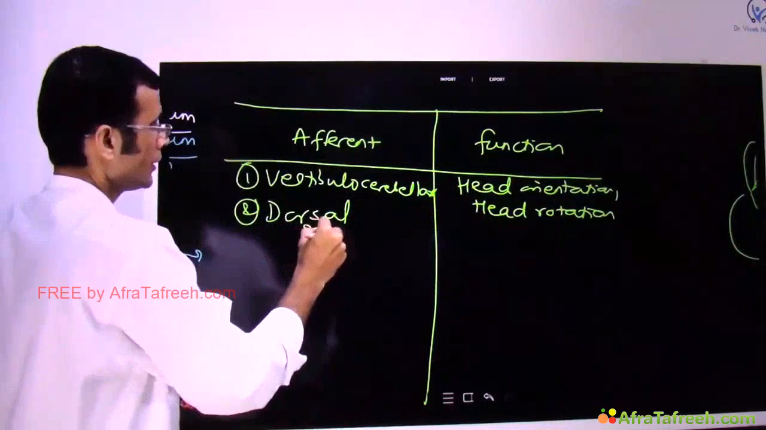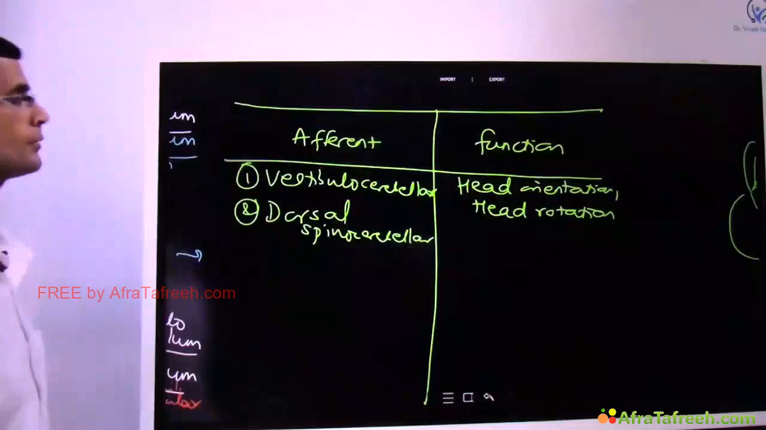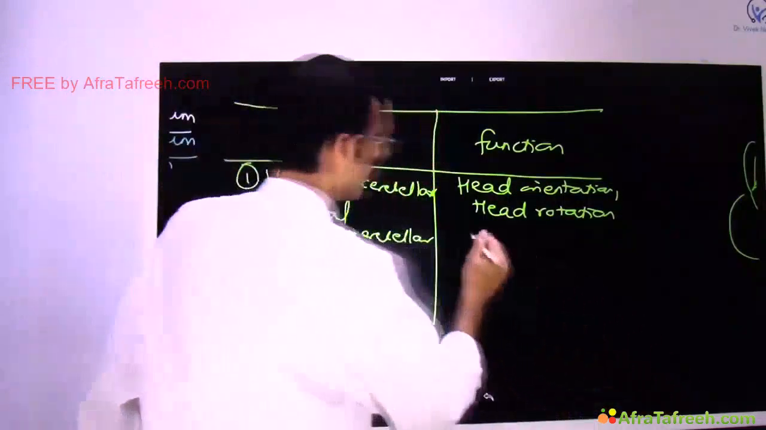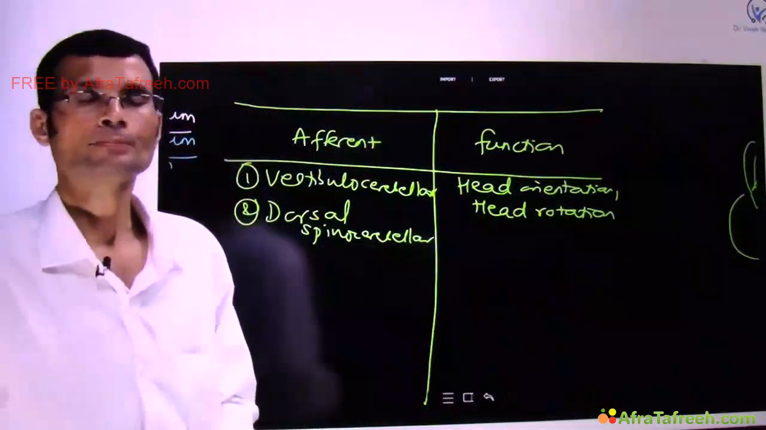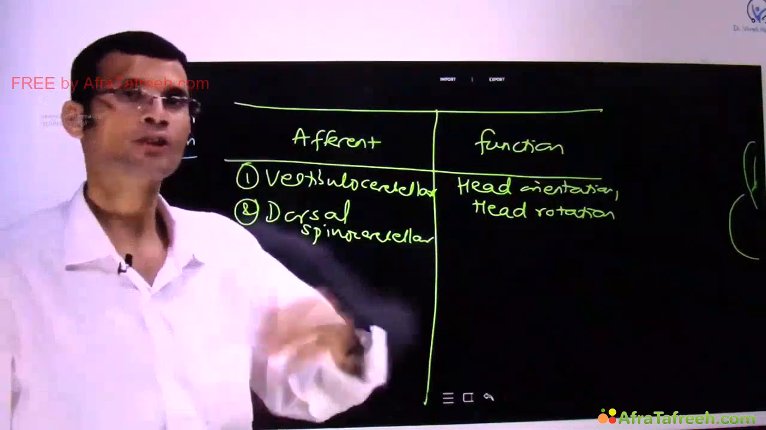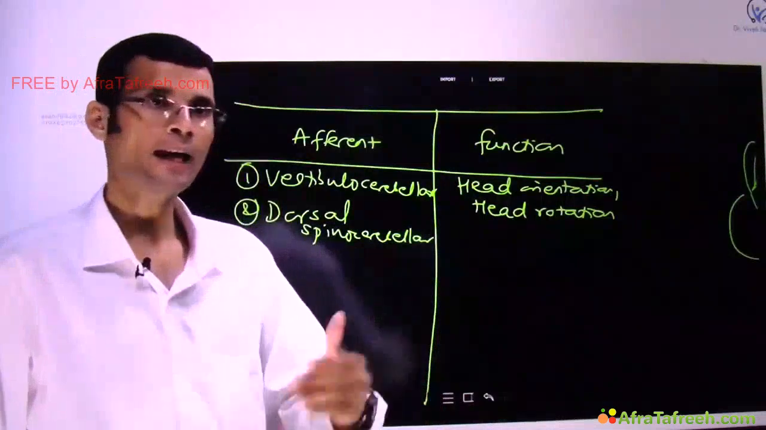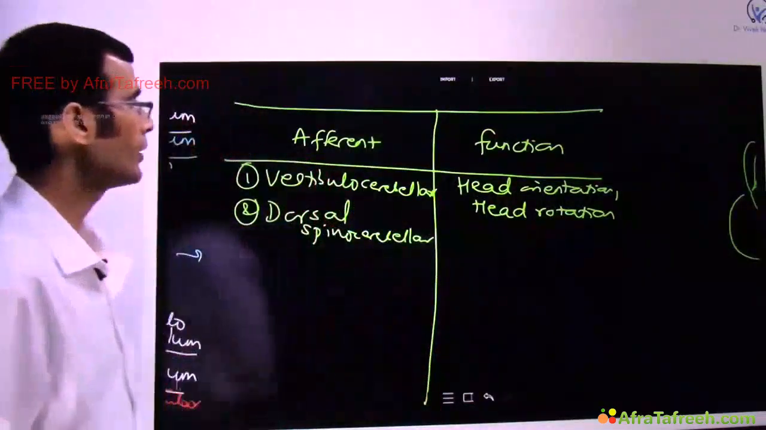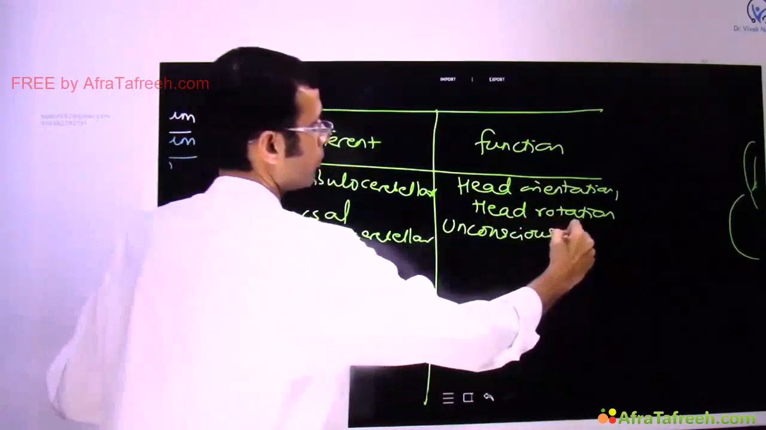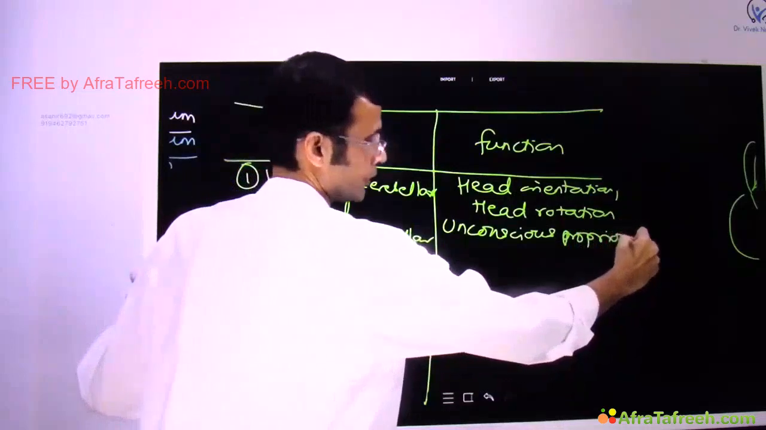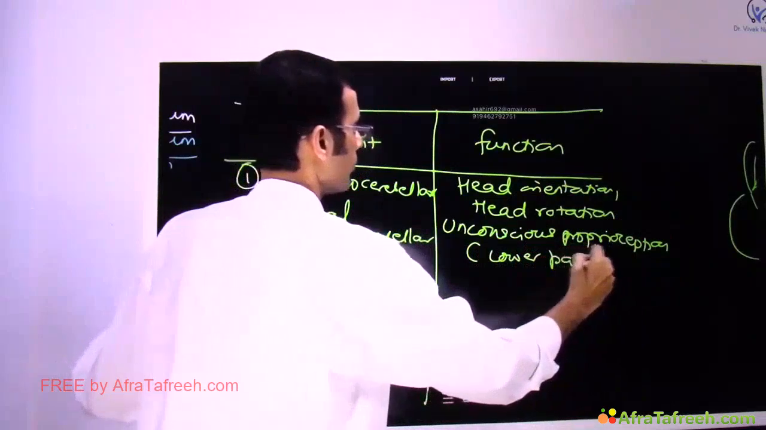Dorsal spinocerebellar tract. We already discussed this, that spinocerebellar tract conveys the unconscious proprioception. During the voluntary movement, there is very rapid change in the muscle length and it is sent into the cerebellum. That's unconscious proprioception, particularly from lower parts of the body.